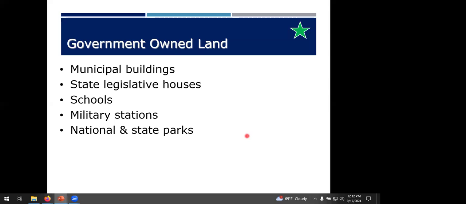Obviously, these are going to have controls. If these ever sell, we're not going to be involved in this. The government will have their own system, their own process. But all we need to know is that there's roughly 30% set aside, just government owned land.